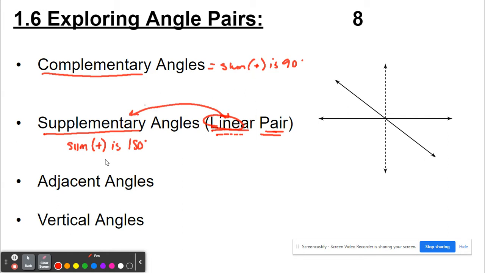I also taught with a lady who had a really cool way to help remember this. She used to always say, it's easier to compliment 90 people than to supply 180. So I'll say that quite often in class because that's a good way to remember. It would be easier for me to complement 90, because that's a fewer number, than to supply 180.